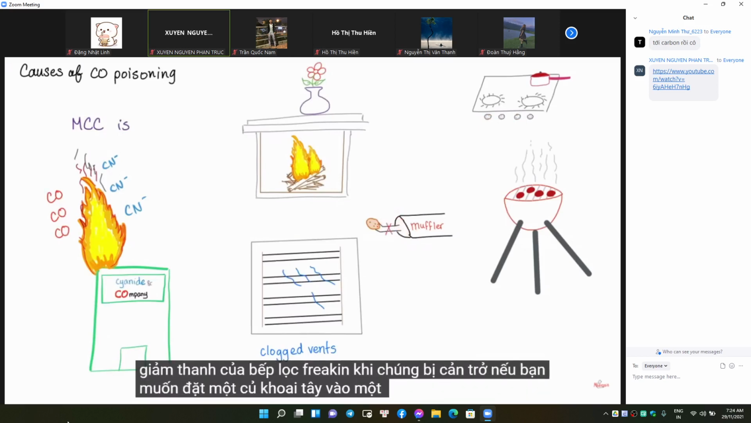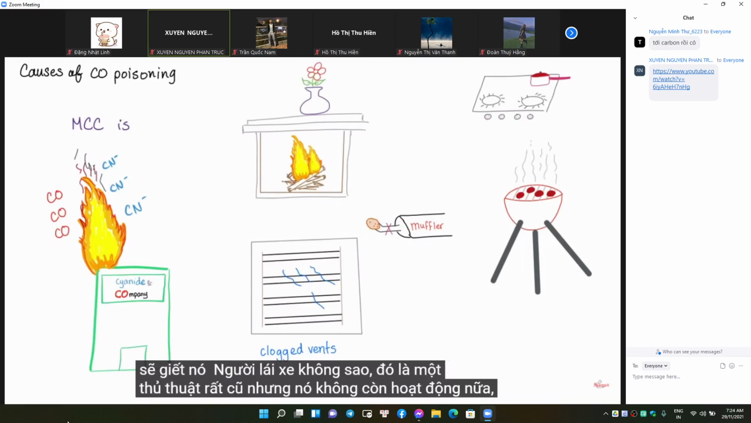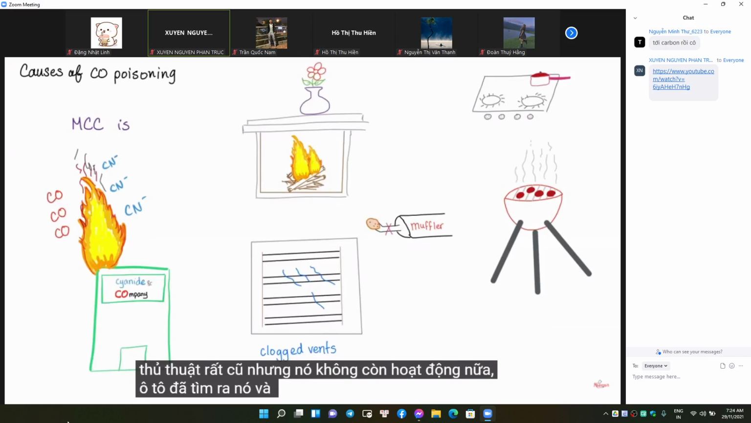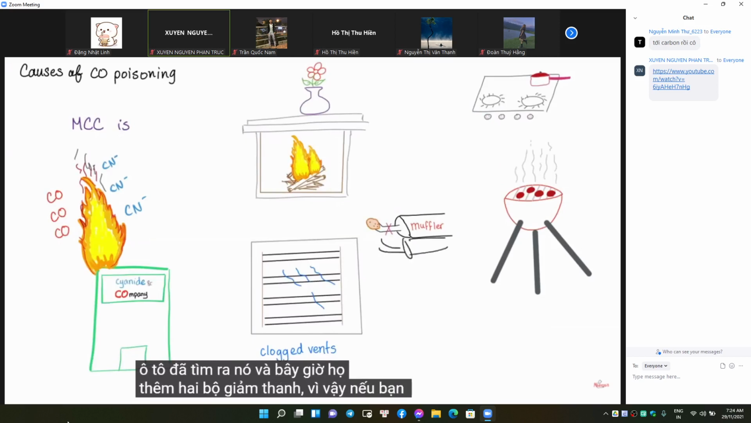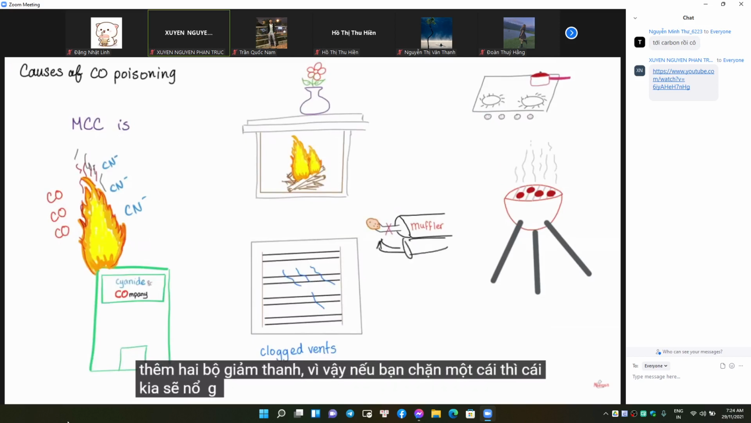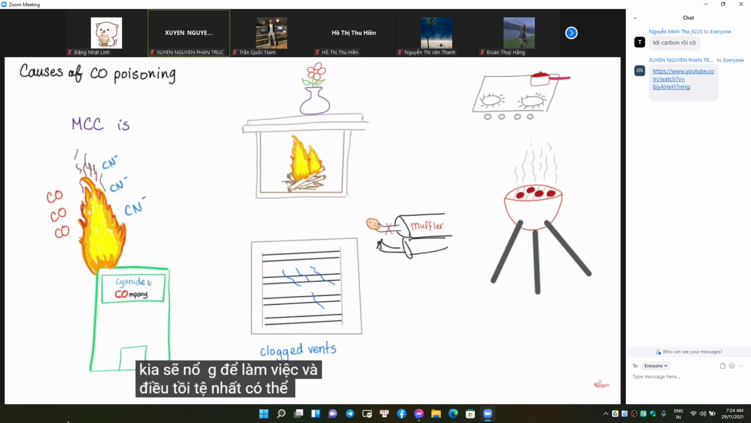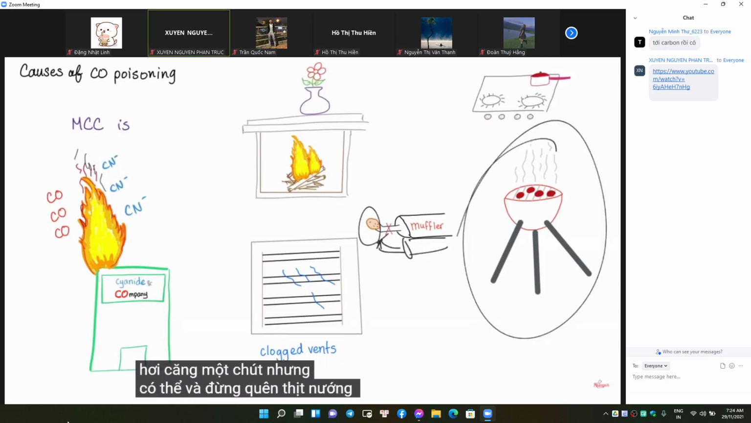If you put a potato in a muffler, you're going to kill the driver. Okay, it's a very old trick, but it doesn't work anymore. Cars have figured it out, and now they add two mufflers. So if you block one, the other one is going to work. And the worst thing that could happen is you cannot start the car. I think that's about it. But to kill a driver by putting a potato is a little bit of a stretch. But it's possible. And don't forget, barbecue.